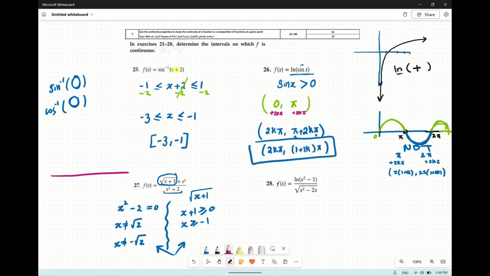I will put the numbers. So here I have minus root 2, which as a decimal is minus 1.4. So here is minus root 2, here is minus 1, here is root 2. Now I know from here that we cannot have root 2 and minus root 2, so I will put an x, I will put an x. These values are not allowed.